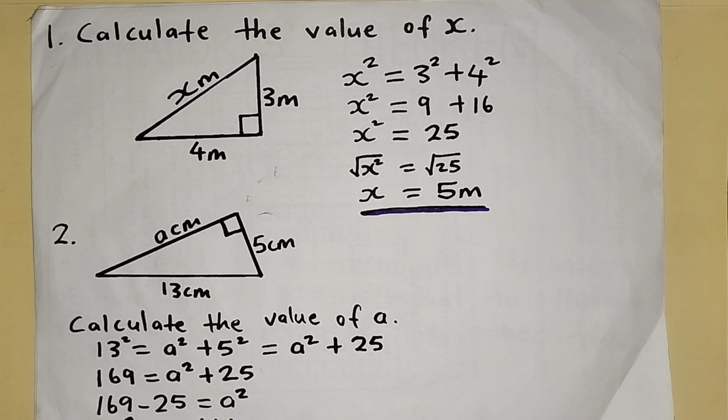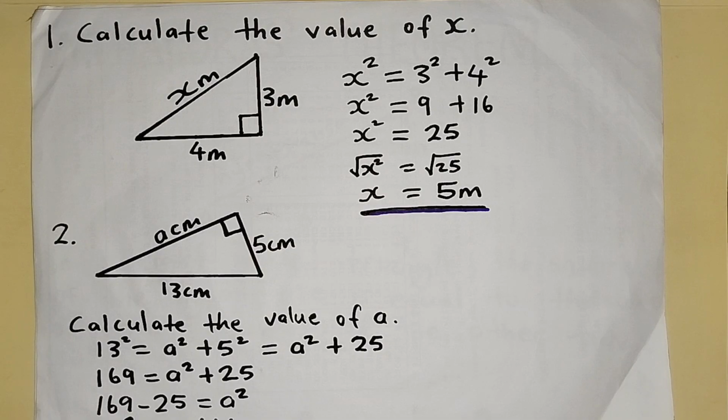According to Pythagoras theorem, the square of the longest side is equal to the sum of the squares of the other two sides. So let's proceed. x raised to the power 2, which is the hypotenuse, equals 3 raised to the power 2 plus 4 raised to the power 2. Finally, x to the power 2 equals 9 plus 16, which is x to the power 2 equals 25. Taking square roots of both sides, we find that x is 5 meters. So this hypotenuse is 5 meters.